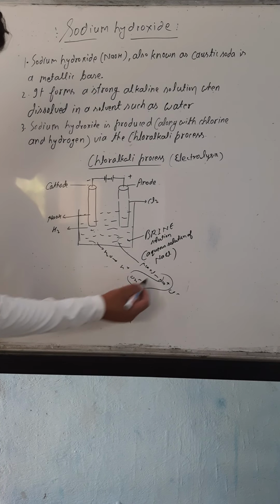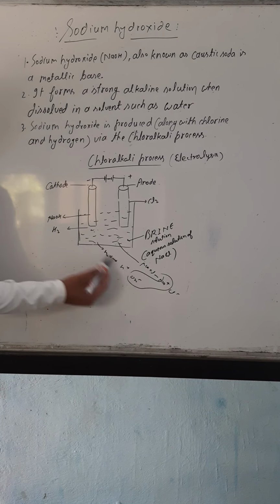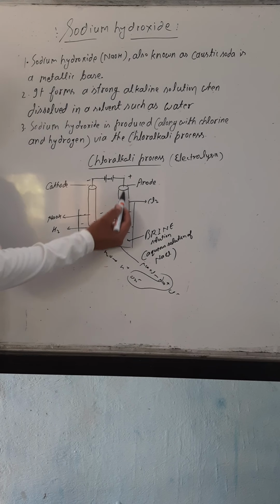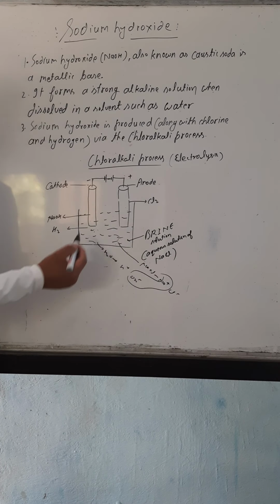This Na positive and OH negative ion will mix with each other and they will form sodium hydroxide, and this sodium hydroxide will build here in the cathode side. In the cathode you will get sodium hydroxide and H2 gas also, and in the anode side you will get chlorine gas. The chlorine gas will emerge from the anode side.